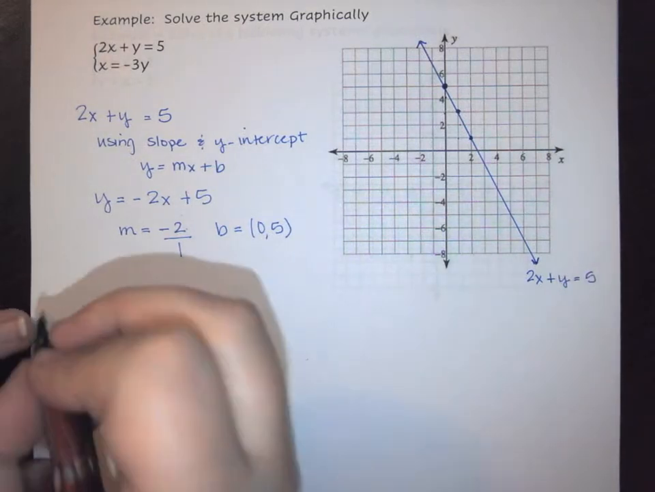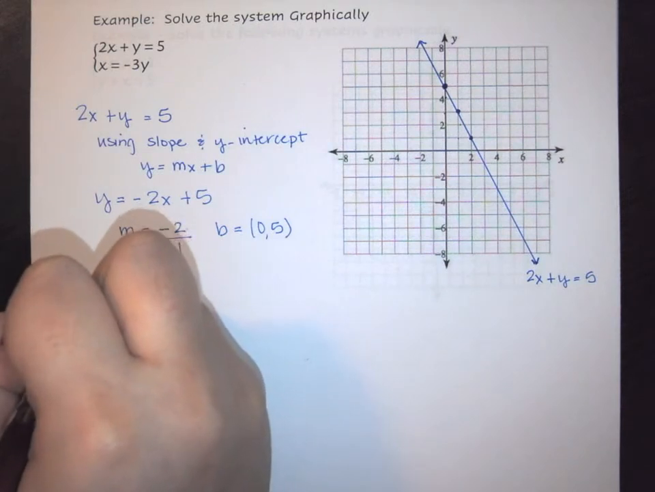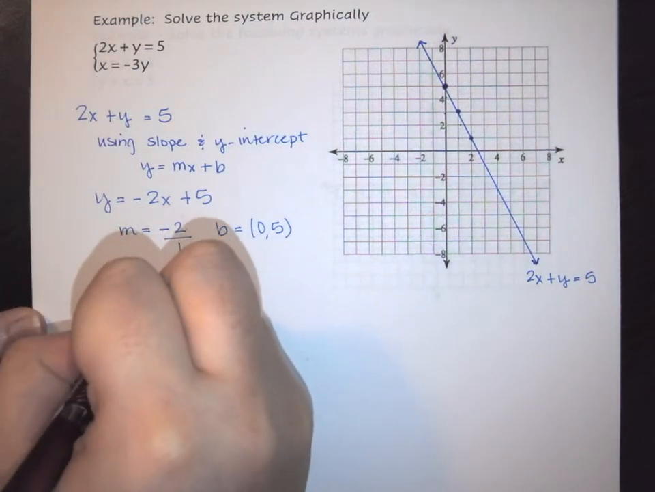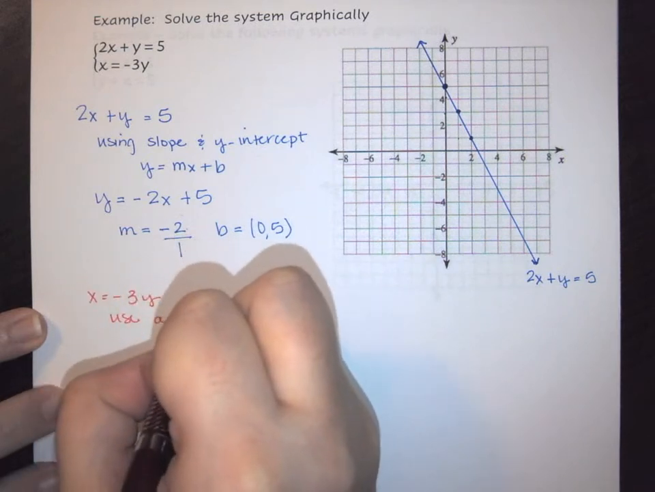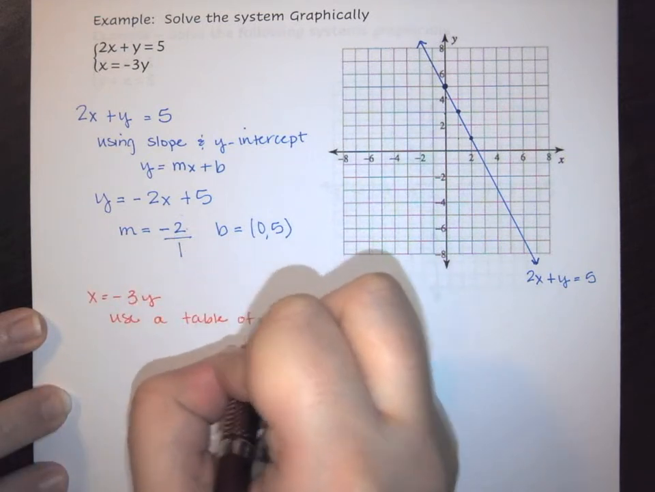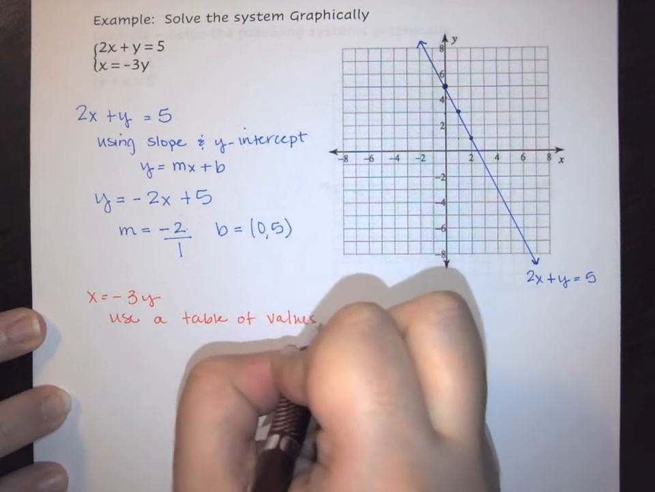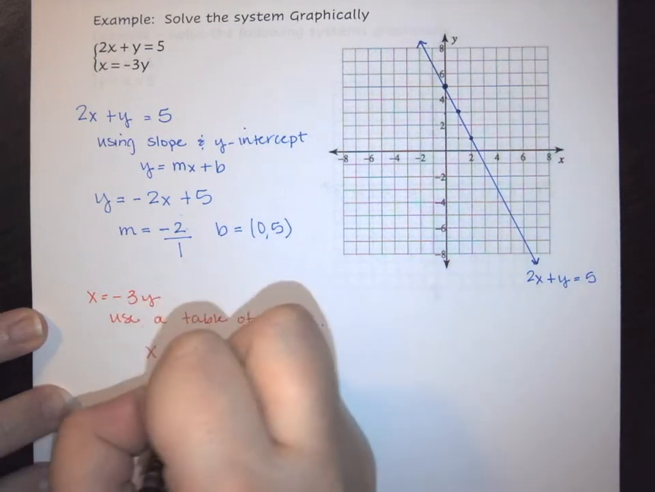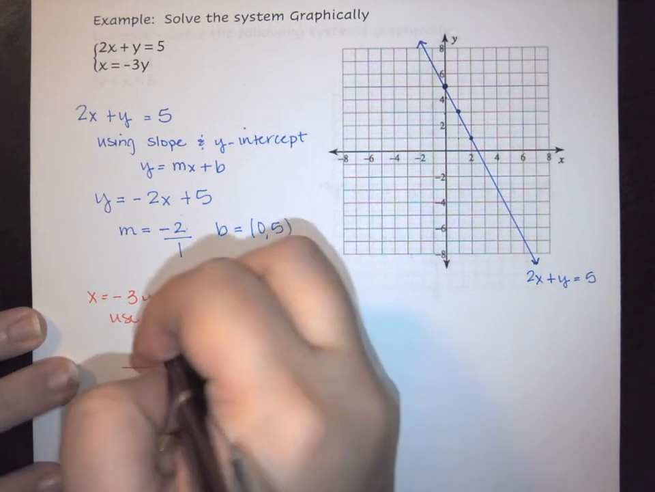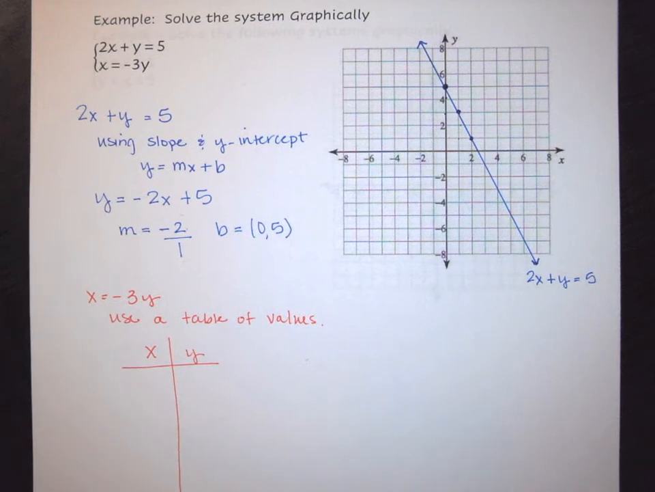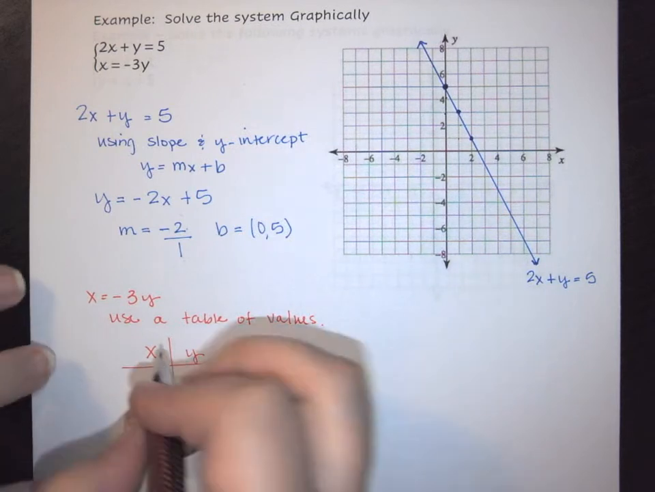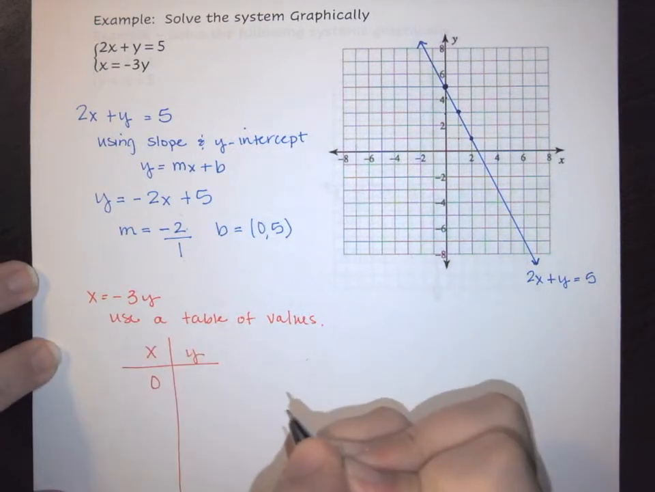Now let's go ahead and work with the second. So we have x equals negative 3y. And in this case, we are going to use a table of values. So we have an xy table. And what we're going to do is choose a value for x and figure out then what your y is. Okay? So here, let's say we're going to choose the point 0.